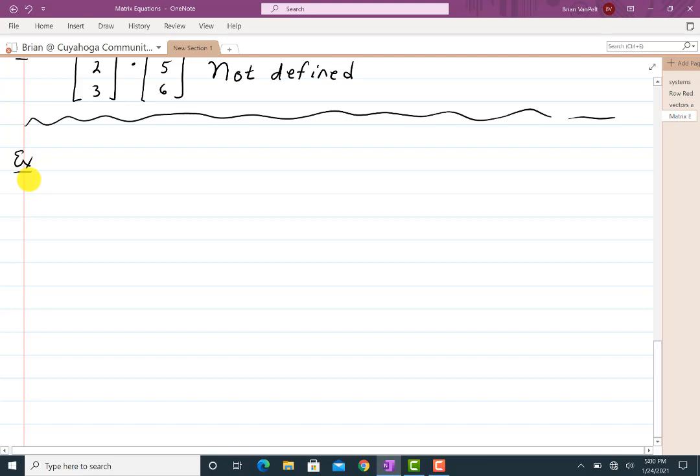All right, my next example switches gears a little bit. I want to create an equation AX equals B and solve. And what do we have?